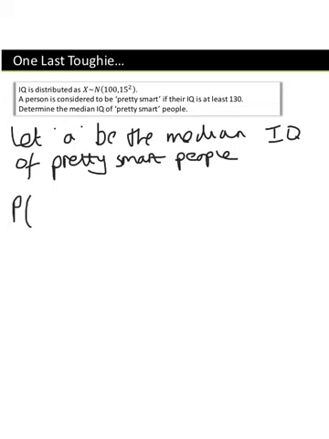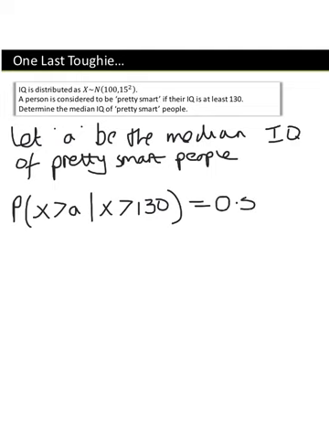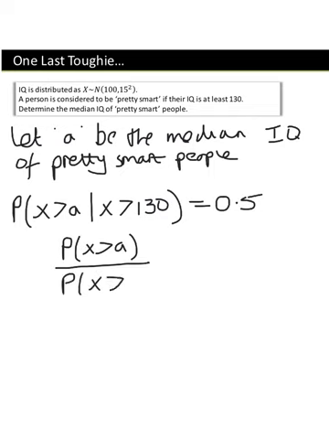But what I could say is, the probability that x is greater than A, given that x is greater than 130. If we're just looking at our pretty smart people, so that's everyone with an IQ of 130 and above, then the median of that is going to be A. The probability of it being above A, halfway between those people, is therefore going to be 0.5. Thinking about our last questions, that would be like us saying the probability that x is greater than A over the probability that x is greater than 130 is equal to 0.5.